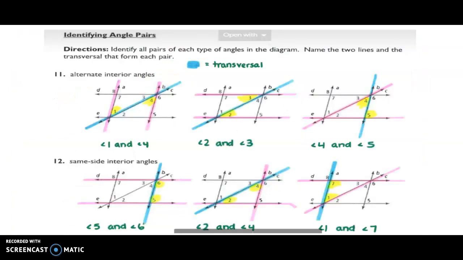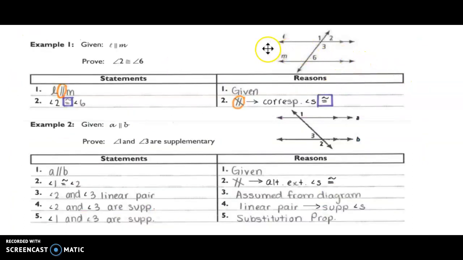Going back to this proof here, you're given the fact that lines L and M are parallel, which means this third line is the transversal, which means 2 and 6 are corresponding angles because of location. And corresponding angles are congruent. So that's all you need here. You have your statement, angle 2 is congruent to angle 6, because if parallel lines, then corresponding angles are congruent.